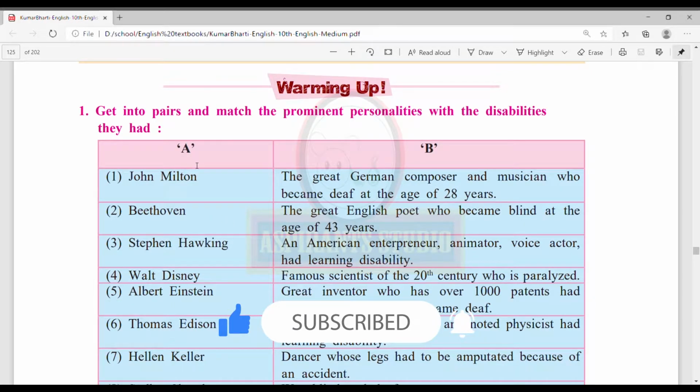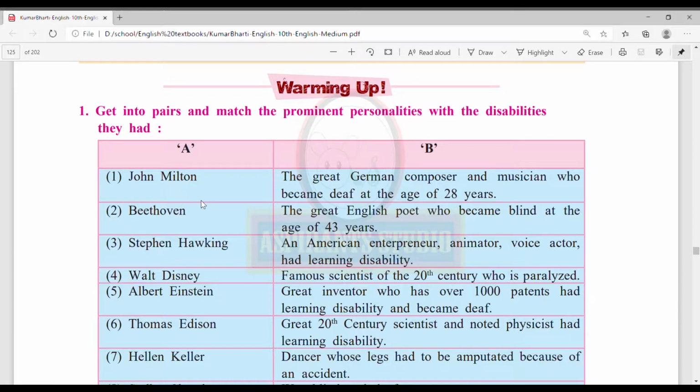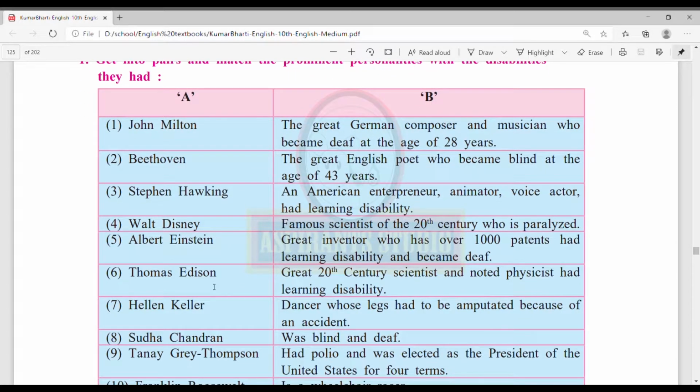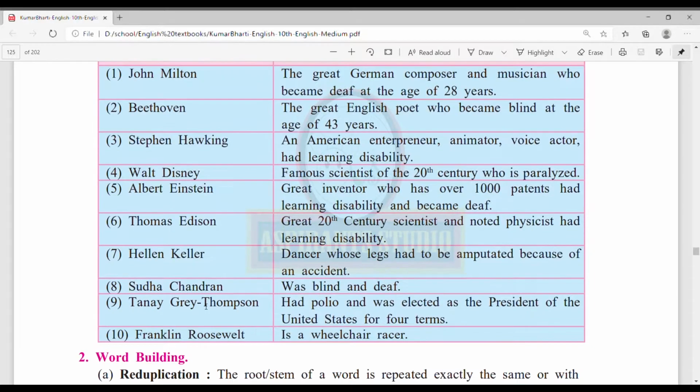The prominent personalities are John Milton, Beethoven, Stephen Hawking, Walt Disney, Albert Einstein, Thomas Edison, Helen Keller, Sudha Chandran, Tanai Gray Thompson, Franklin Roosevelt.